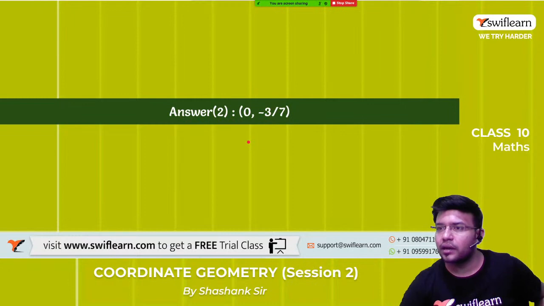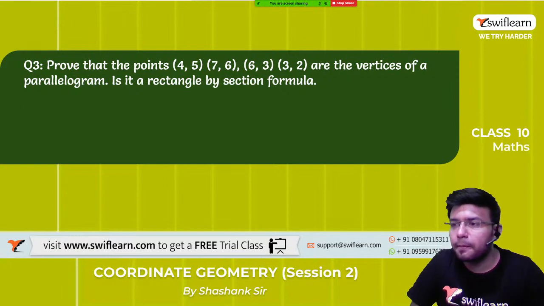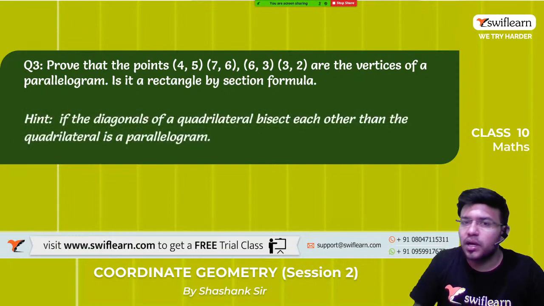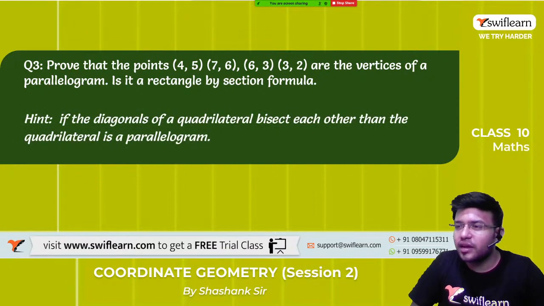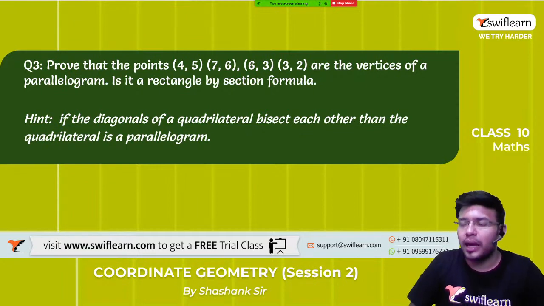So we have done it, right? Any doubts? Okay, so let us do this problem. Prove that the given points are the vertices of a parallelogram. A hint is given. They don't give hints in the exam, it would be nice if they did. The hint here is: if the diagonals bisect each other, then it is a parallelogram.